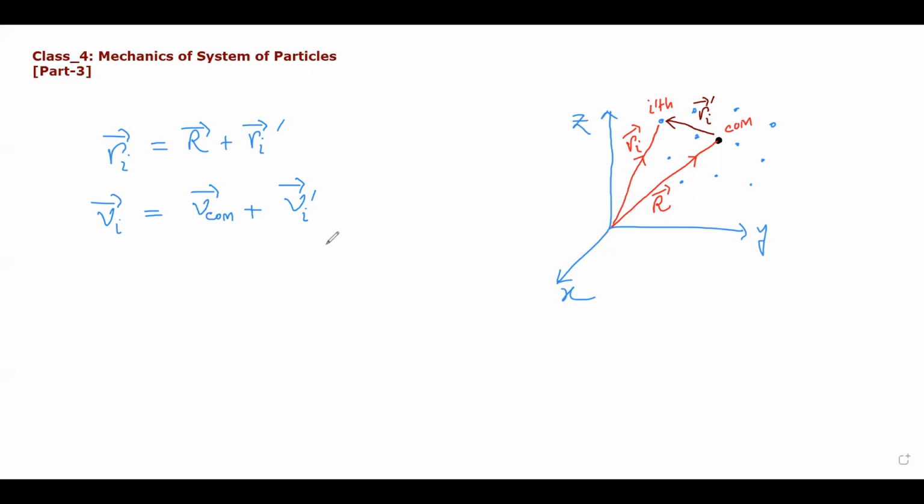So what is the total kinetic energy of the system? The total kinetic energy is given by the sum over all i of Ti. Ti is the kinetic energy of the ith particle. So Ti can be written as half mi Vi square. This is the kinetic energy of the system.